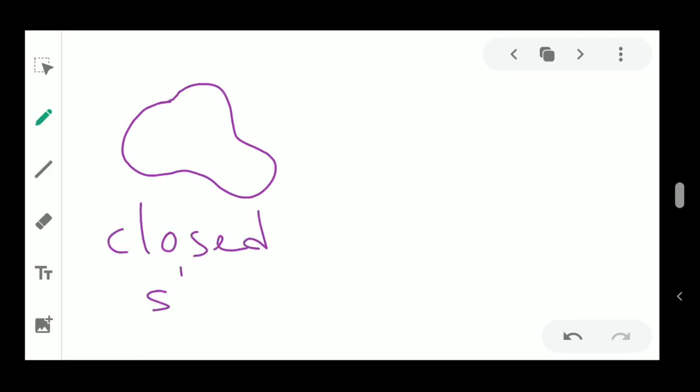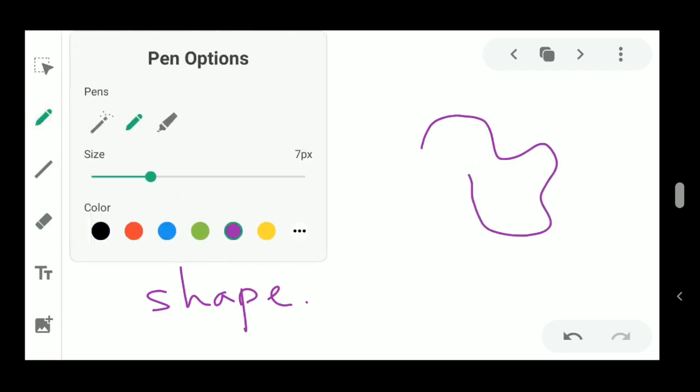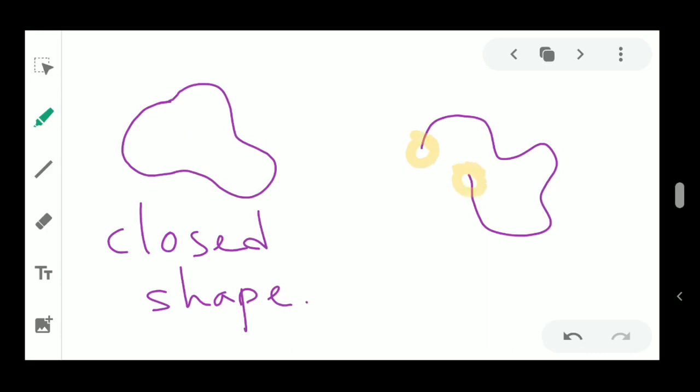One is called a closed shape. That means when there are no ends, it's a closed shape. But when something is like C, or something is like this, which has two ends, then it is called an open shape or open loop. So it can be called an open shape or it can be called an open loop.